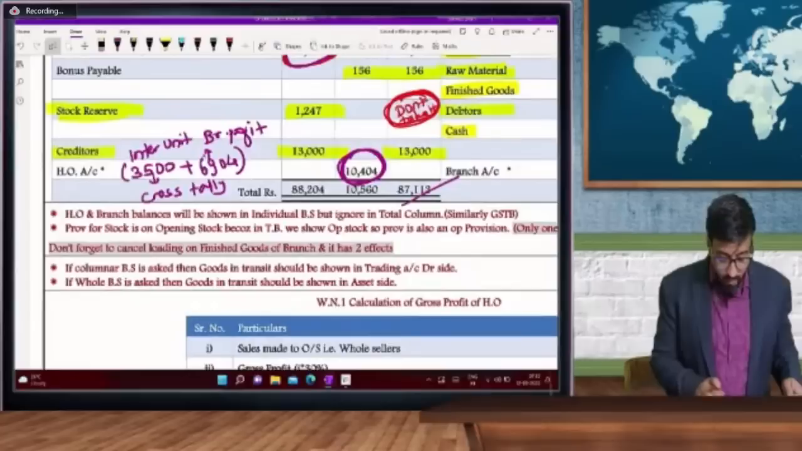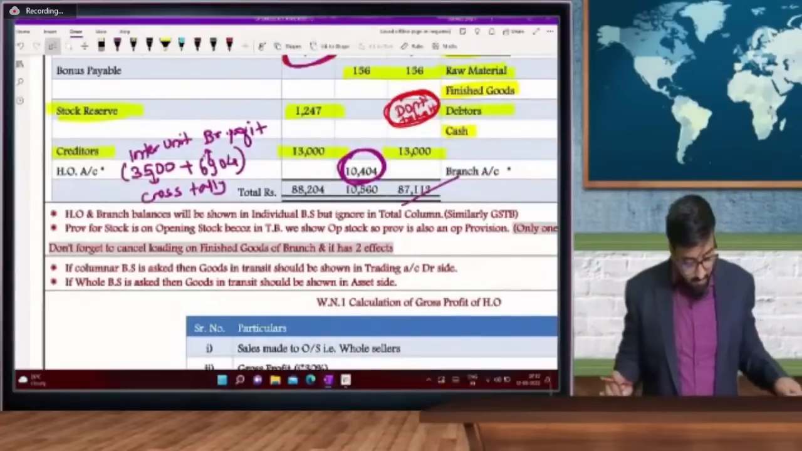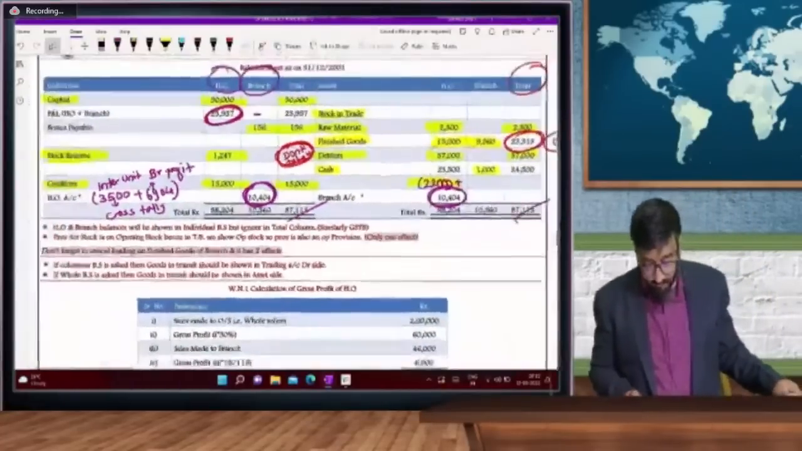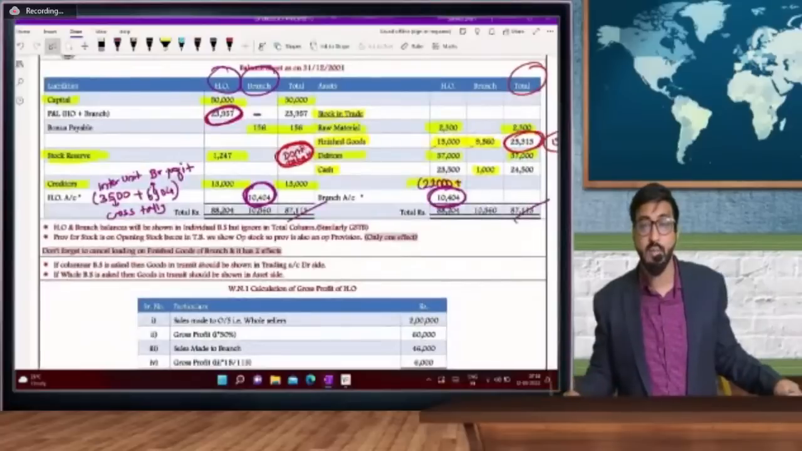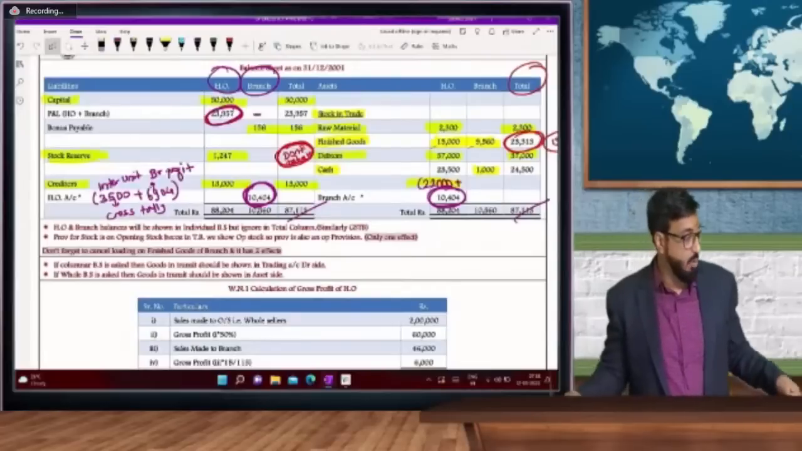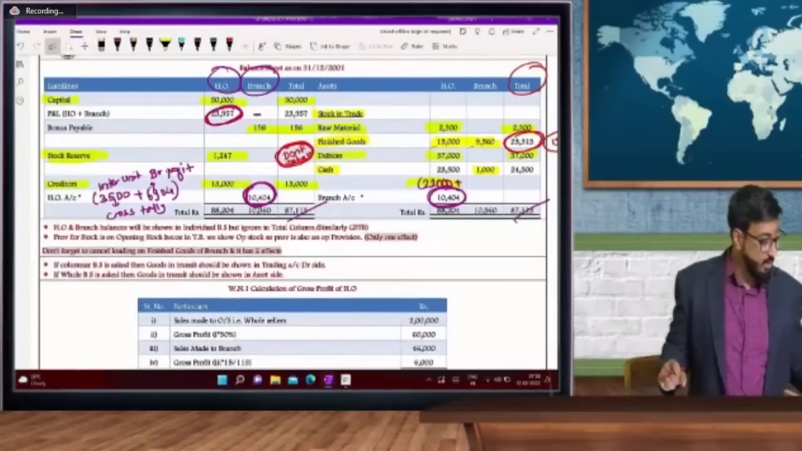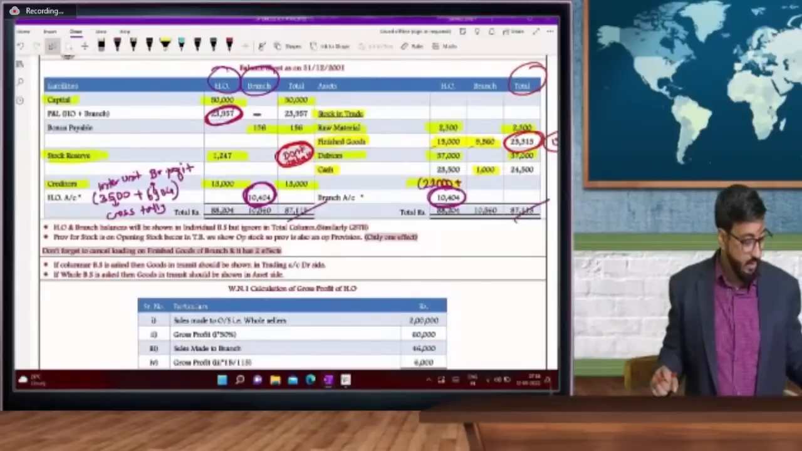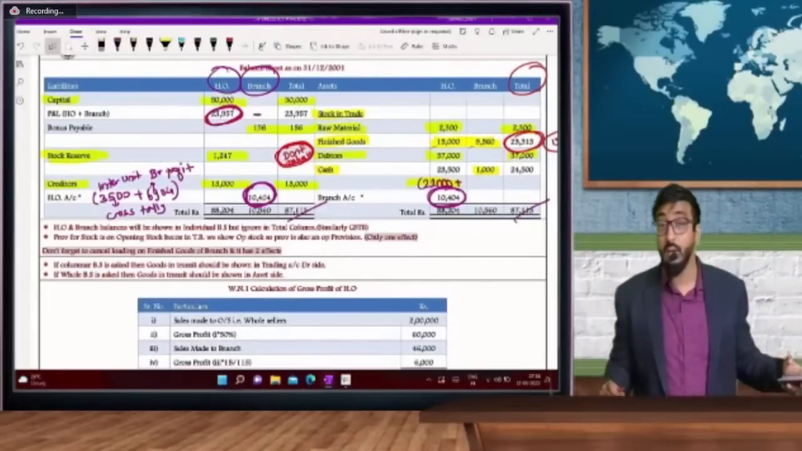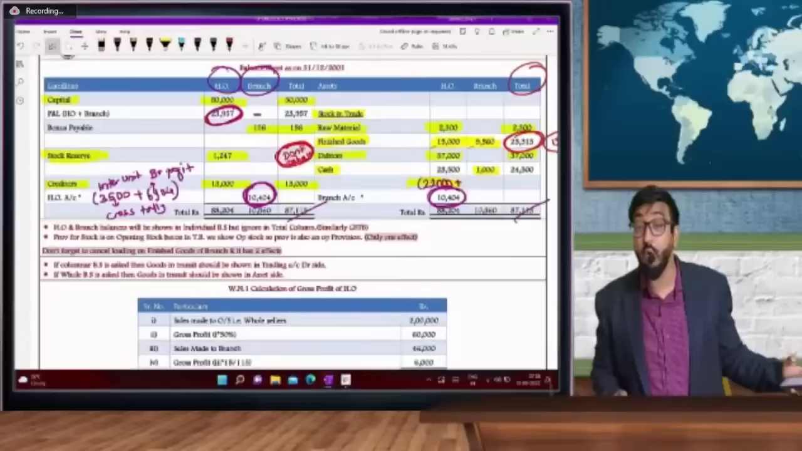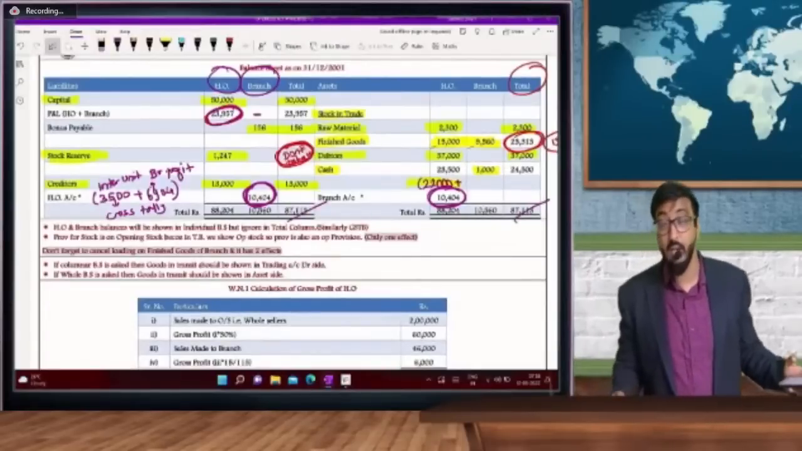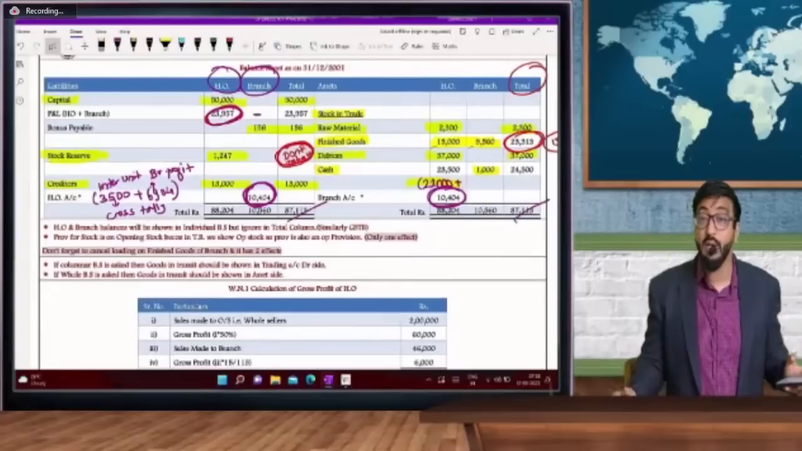1247 is not recorded, Vikas Bansalji. Very simple. When we prepare a total column, we are not concerned with any unrealized profit, and that is the only reason we are recording it after deduction of 1247. Remember, so 1247 we never record in the total column.